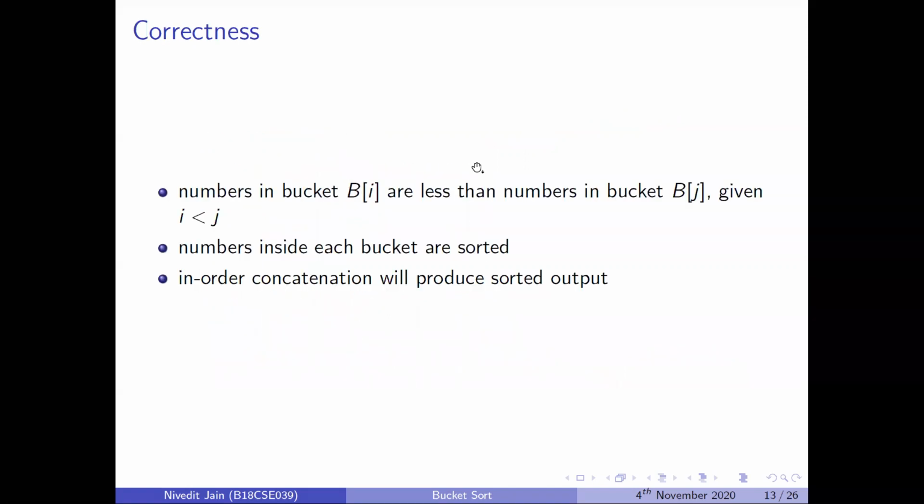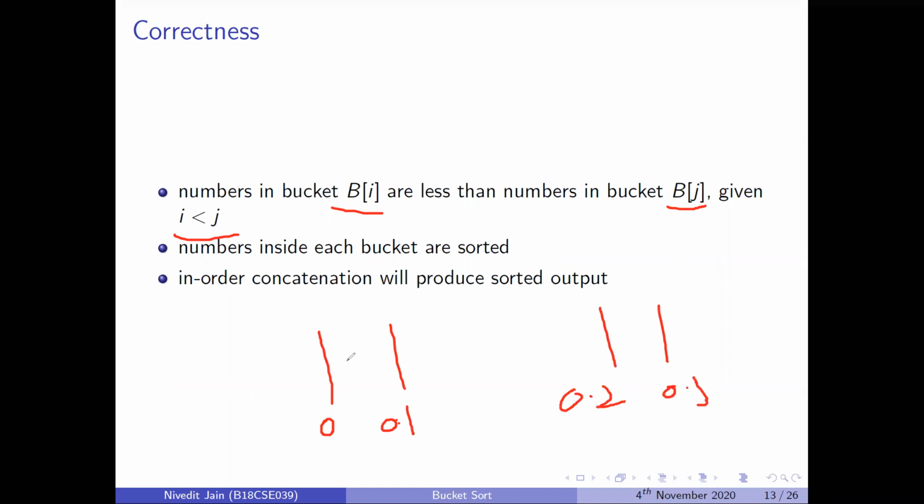As for correctness, we can easily see that numbers in bucket i would be less than numbers in bucket j if i is less than j. That's very obvious, isn't it? Say this bucket is containing 0.01 and this is containing 0.02 to 0.03, then for this i is 0 or 1 depending upon how you place, but definitely this i would be less than this i. So we can say this, and we sort each bucket. If we combine them, it will automatically produce a sorted output.